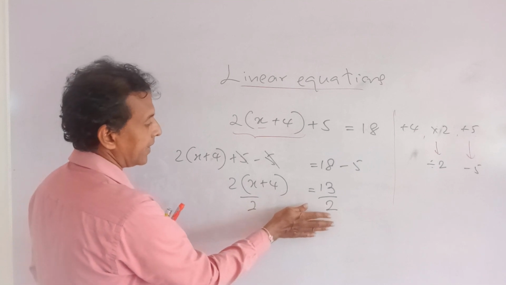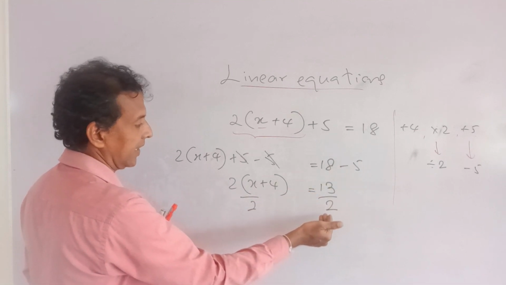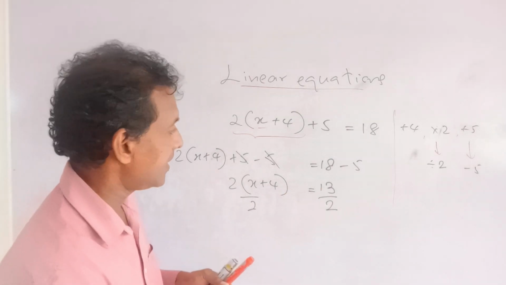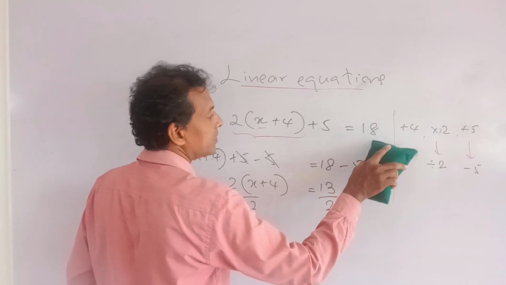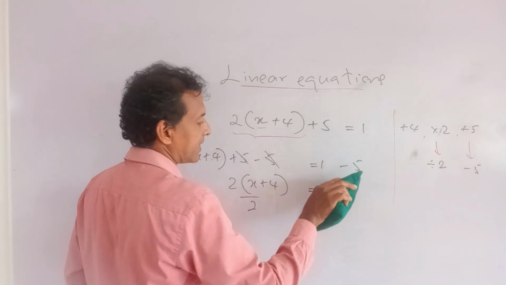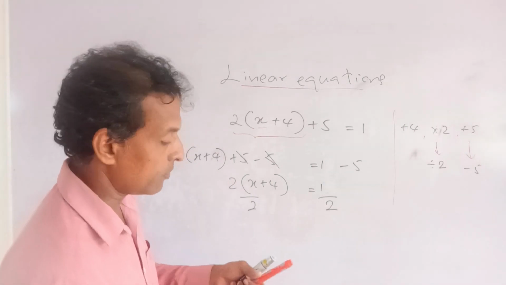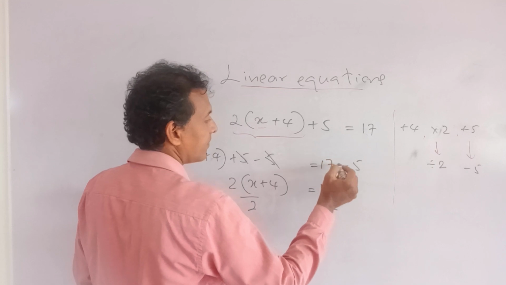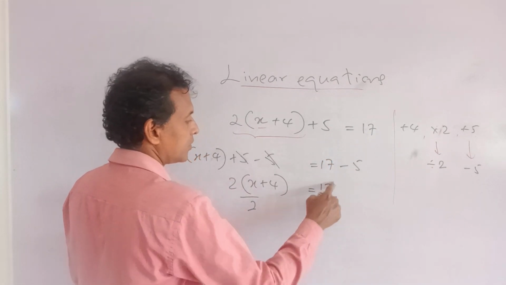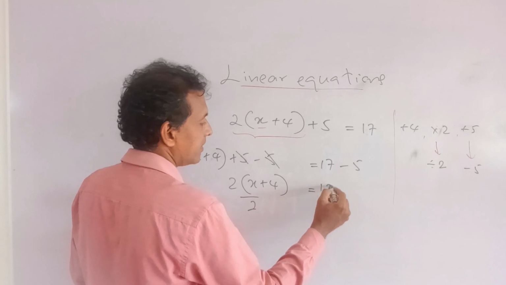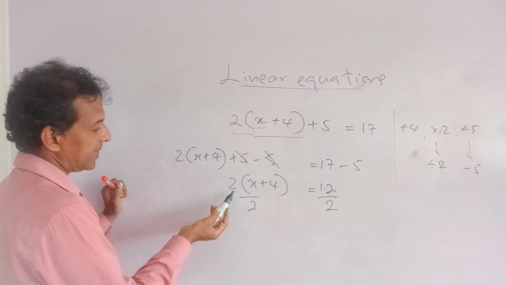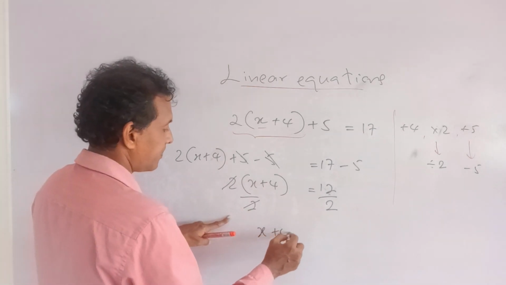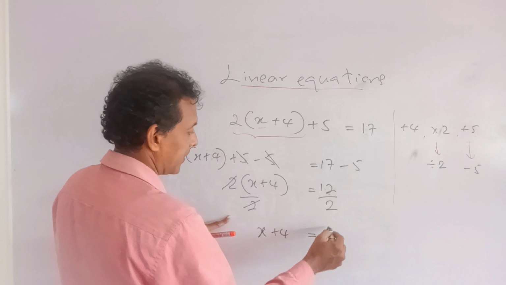Now here you are getting a fraction. Doesn't matter, you can solve, but I think I'll just take a divisible number here so that it is easy to understand. We'll come to the fractional part later. So for the moment, what's important is to solve this. So I'll take 17 here. Then 17 minus 5 is 12. So the left hand side we will have x plus 4 equals 12 divided by 2, which is 6.